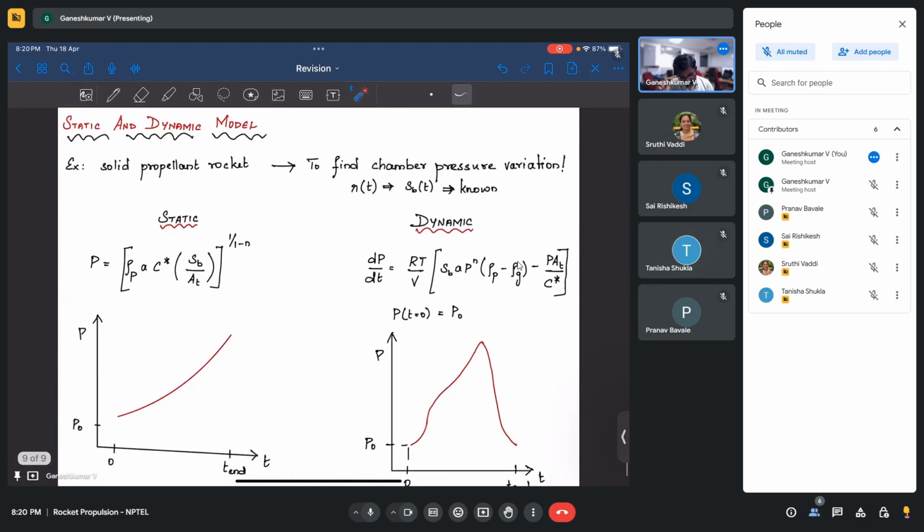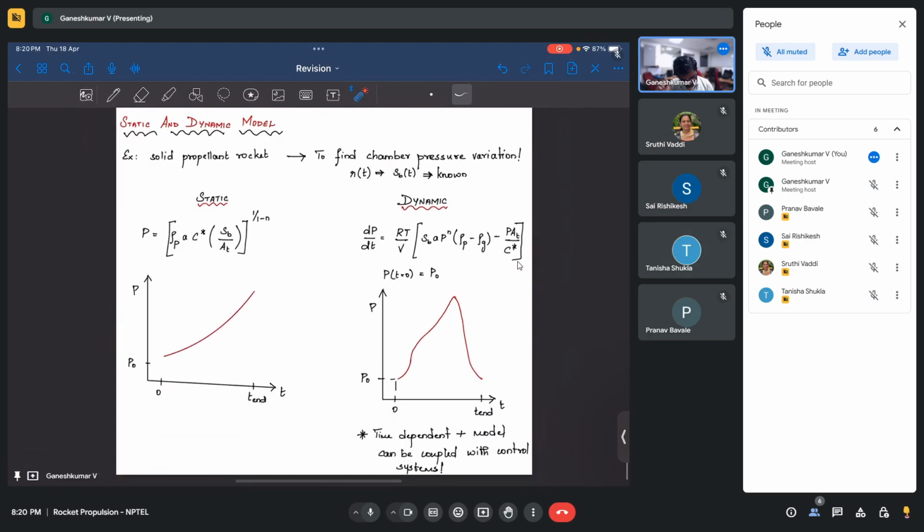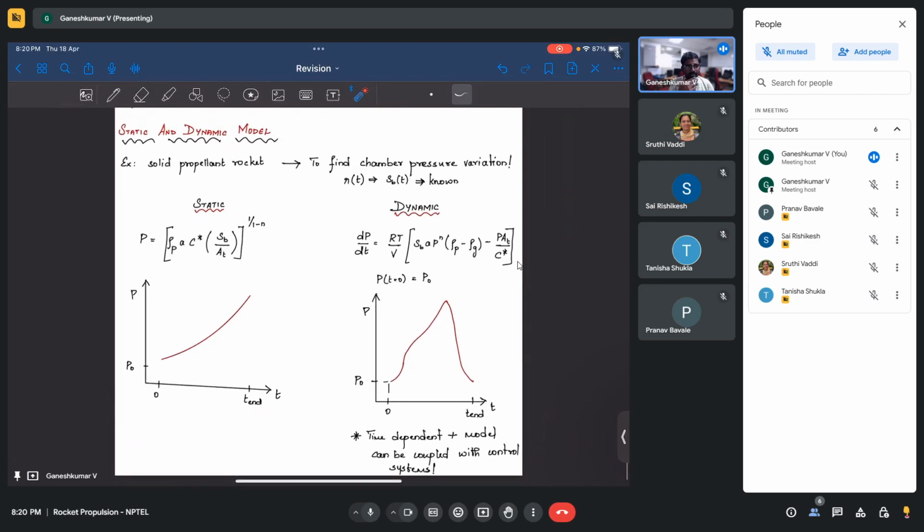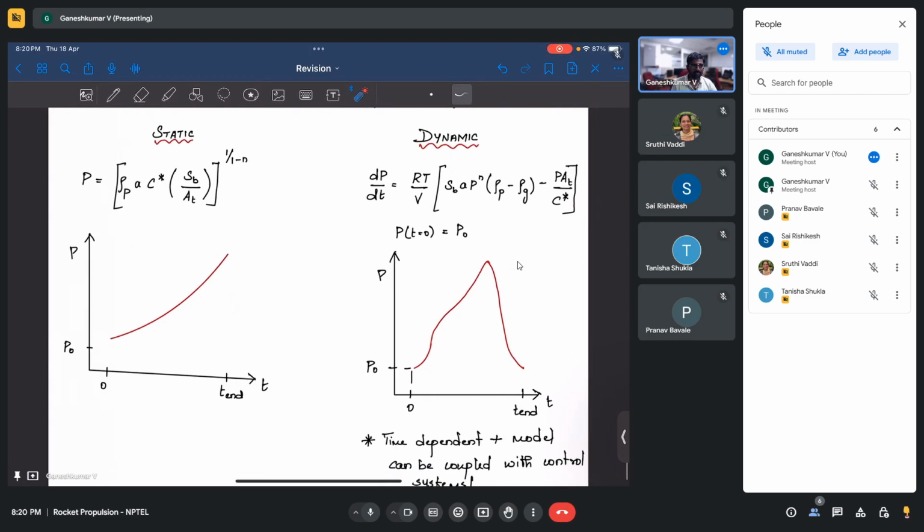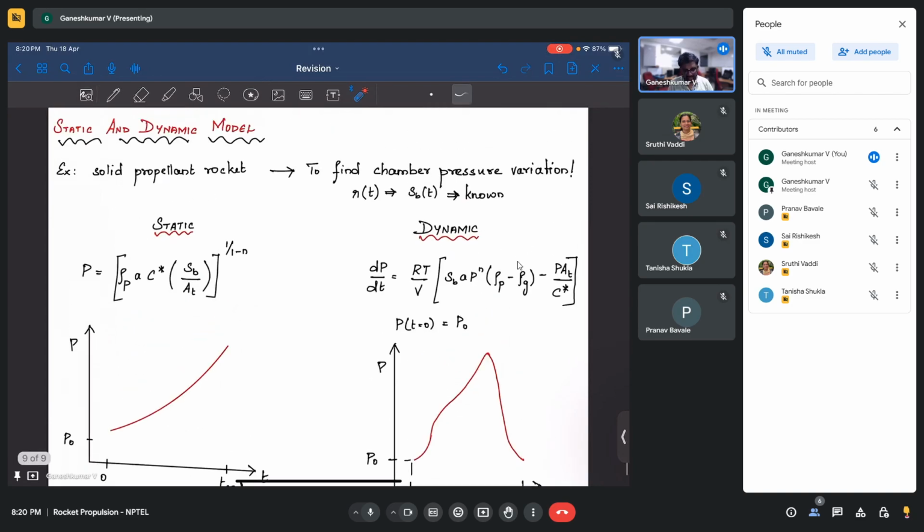And then I actually revisited the lecture and I understood what the professor was telling about static and dynamic models. So I took an example here to show. The professor was taking a very big example, but I will try to give you the gist with a simple example. So we studied this solid propellant rocket, right? In that solid propellant rocket, let's say I wanted to find the chamber pressure, how the chamber pressure varies within the combustion chamber of the solid propellant rocket.